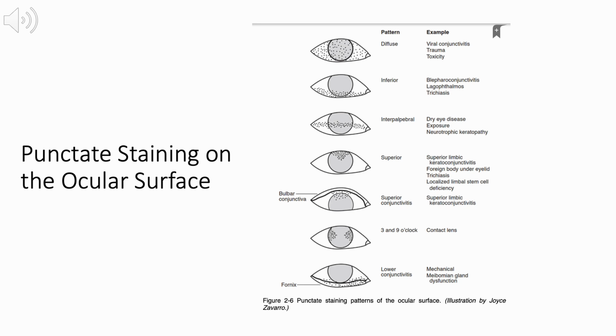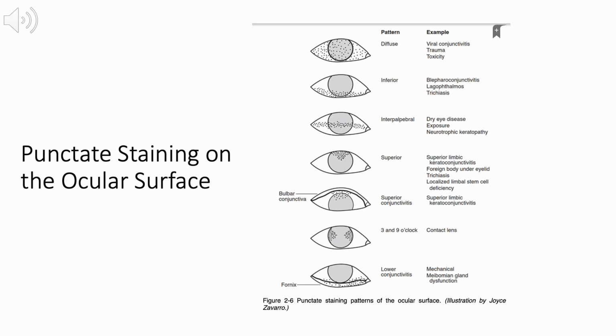A diffuse staining pattern often indicates viral conjunctivitis or ocular trauma. Inferior staining is commonly seen in blepharoconjunctivitis or lagophthalmos, where incomplete eyelid closure affects the lower cornea. Interpalpebral staining, found between the open eyelids, suggests dry eye or exposure keratopathy.